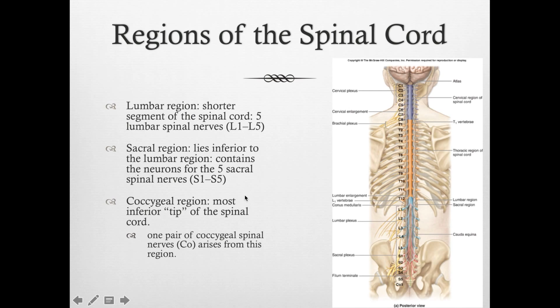And then finally, the coccygeal region, right? So the coccygeal region is the most inferior tip of the spinal cord, and we see that coccygeal pair right here at the very base.